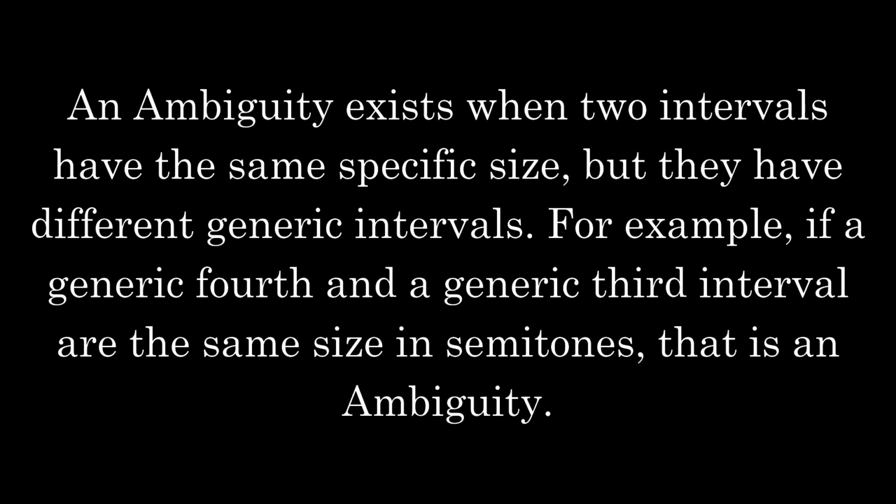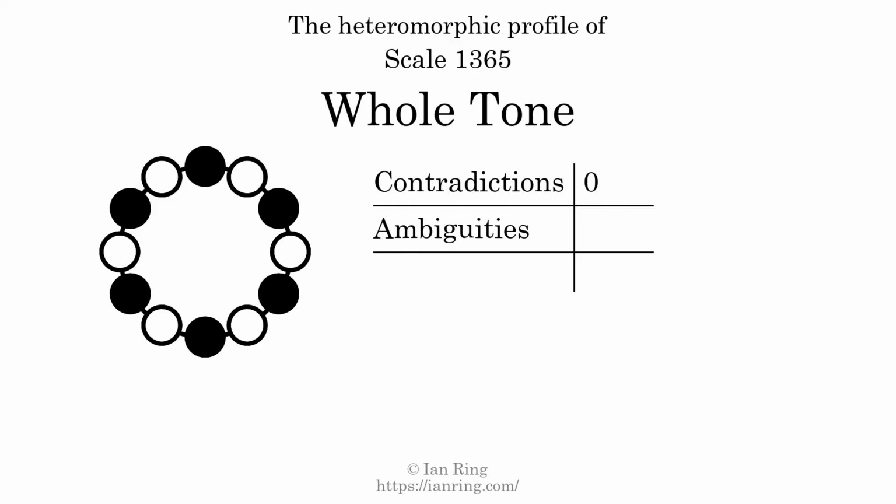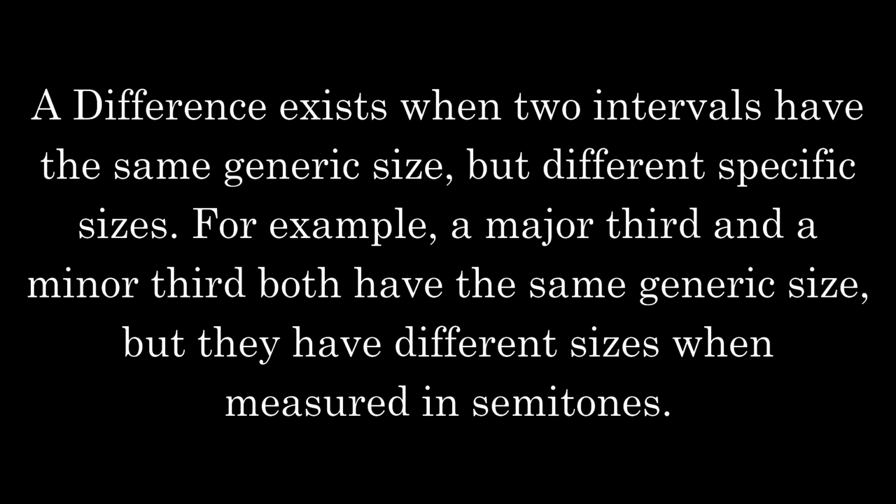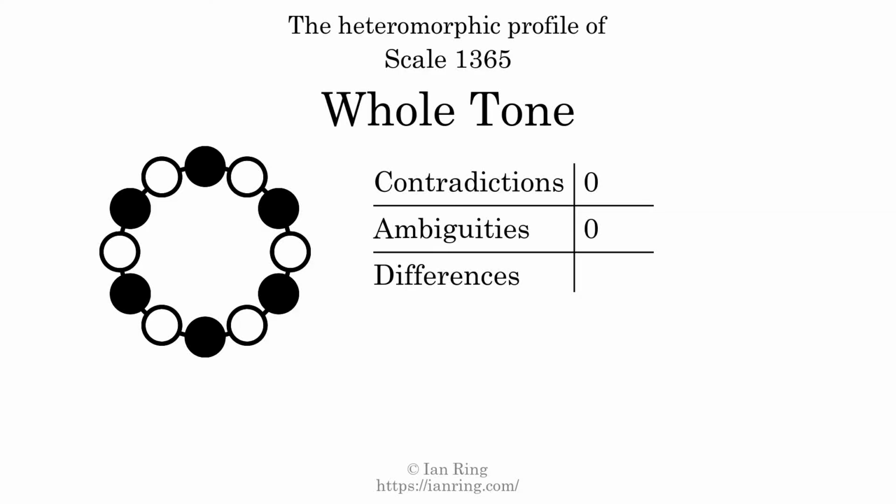An ambiguity exists when 2 intervals have the same specific size, but they have different generic intervals. For example, if a generic fourth and a generic third interval are the same size in semitones, that is an ambiguity. The number of ambiguities in this scale is 0. A difference exists when 2 intervals have the same generic size, but different specific sizes. For example, a major third and a minor third both have the same generic size, but they have different sizes when measured in semitones. The number of differences in this scale is 0.